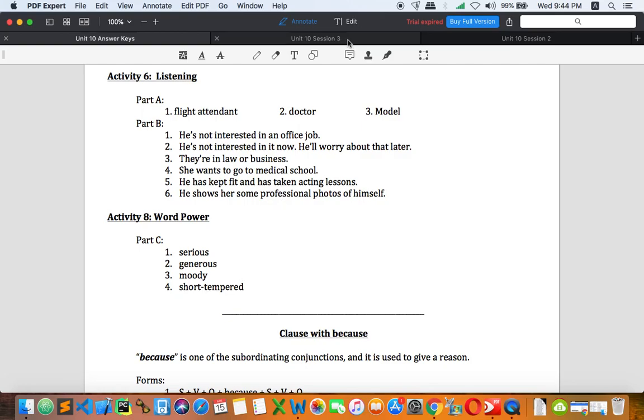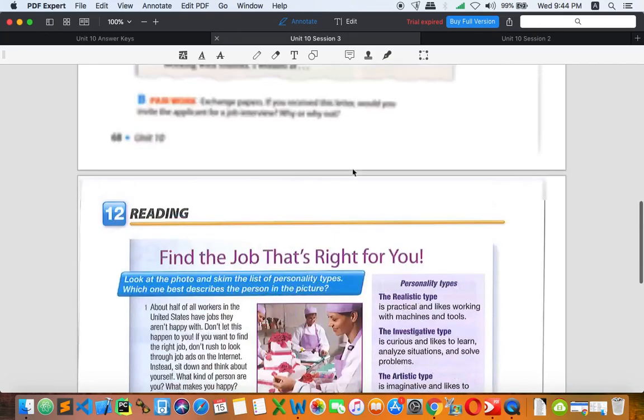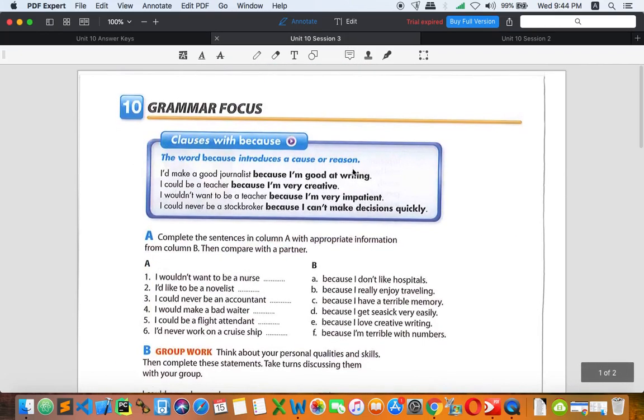So that's it for the answers, and let's go to our lesson today, which is about clauses with because. And you know because, right? The word because introduces a cause or a reason. So before I go to the example, I want to go to my handout.